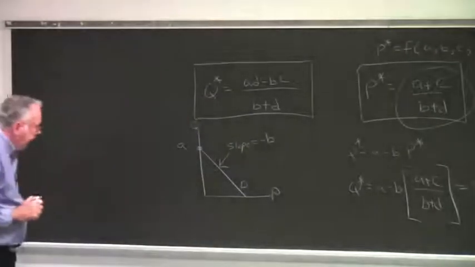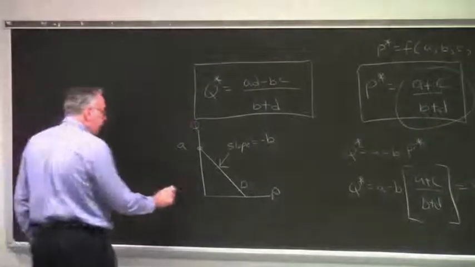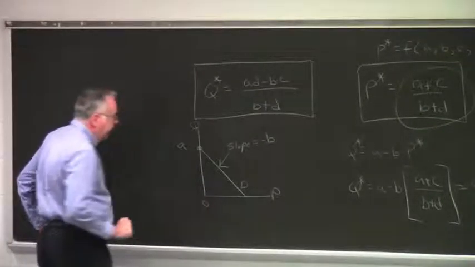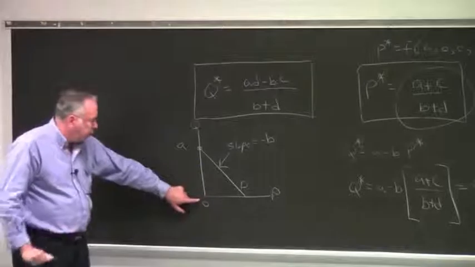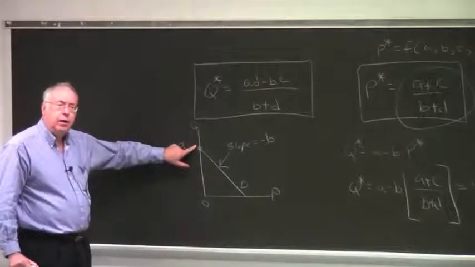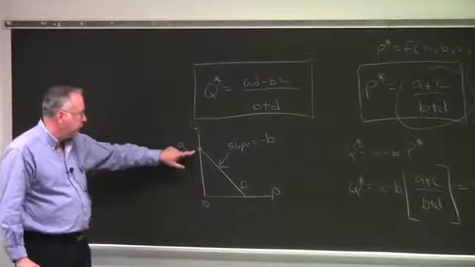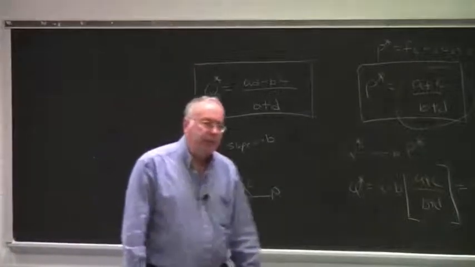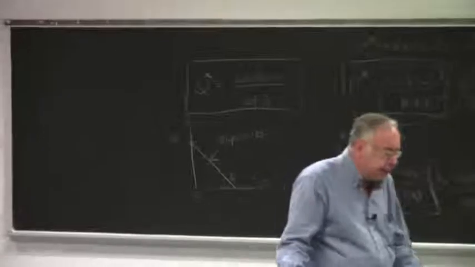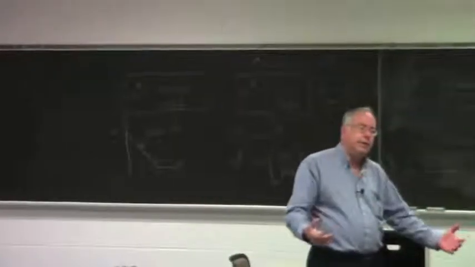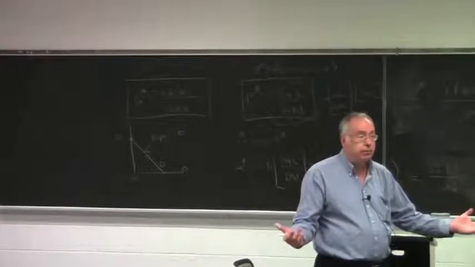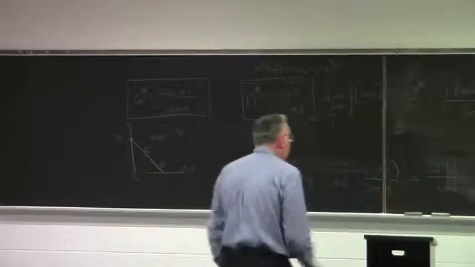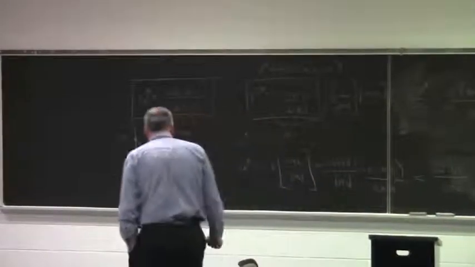Now, A represents the quantity that consumers would want to purchase if the price were 0. So if the price were 0, surely consumers would want to purchase some of this good. Otherwise, the good wouldn't exist and we wouldn't be able to observe it. So that's quite reasonable.